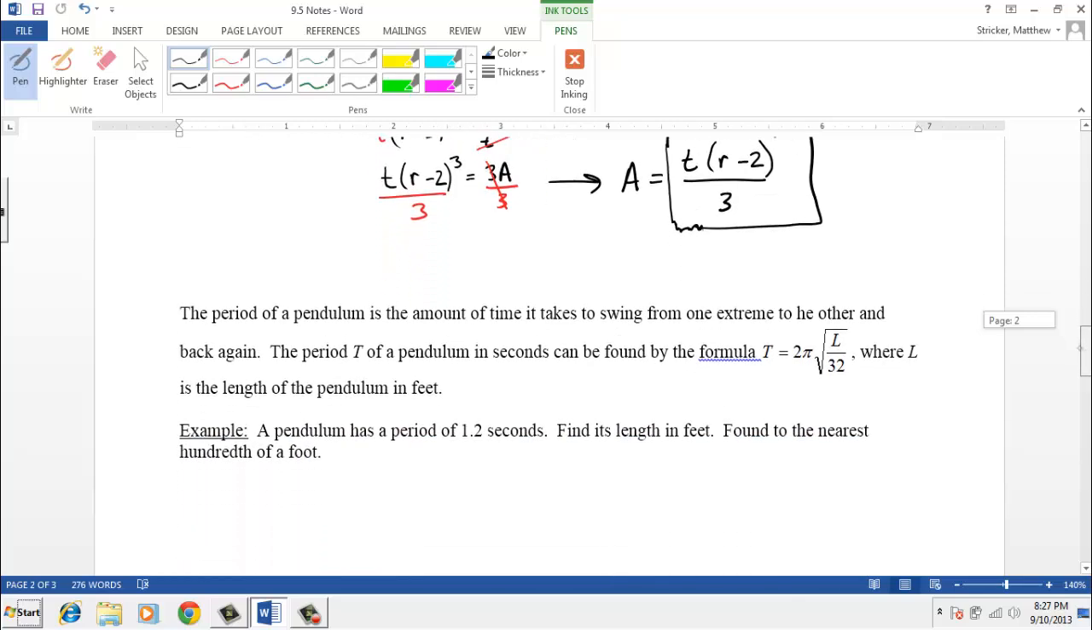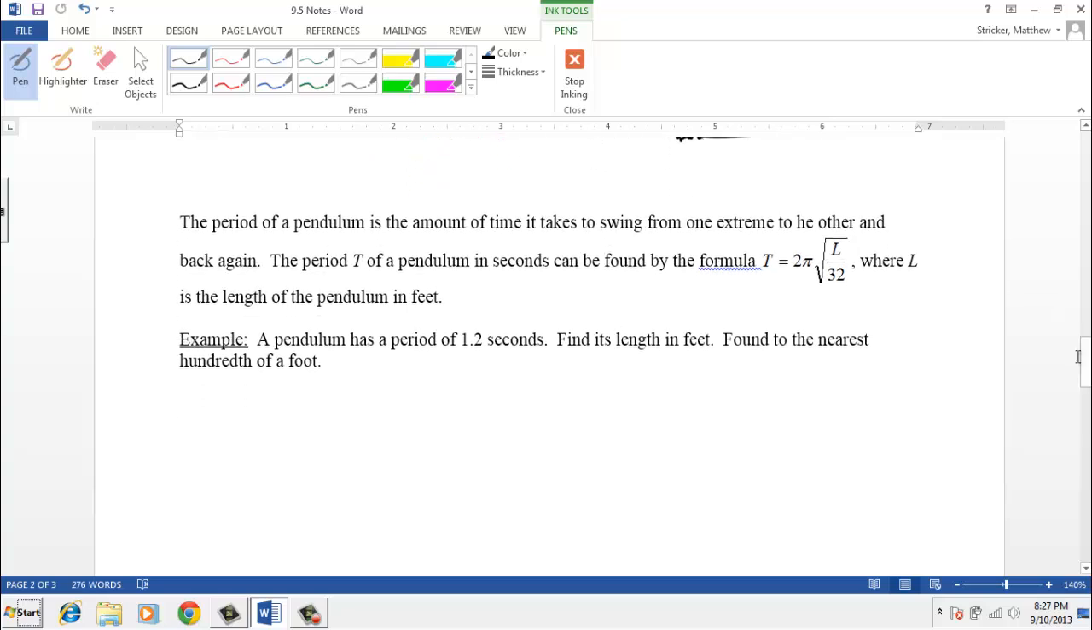So let's take a look at a little bit more of an interesting example. It says the period of a pendulum is the amount of time it takes to swing from one extreme to the other and back again. So the period capital T of a pendulum in seconds can be found by this nice formula here. And we're told that L is the length of the pendulum, so how long that pendulum is.